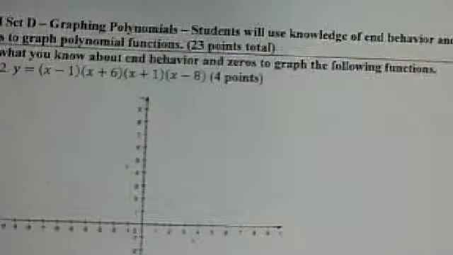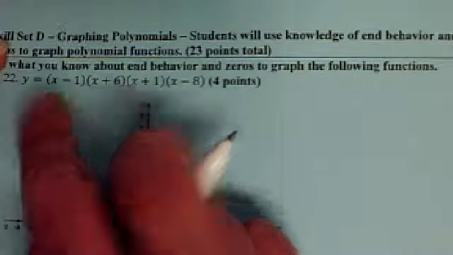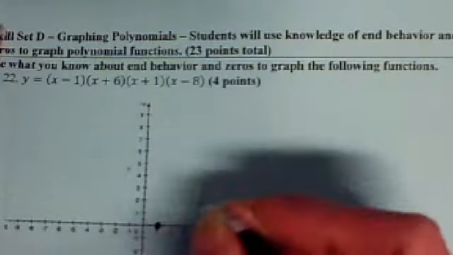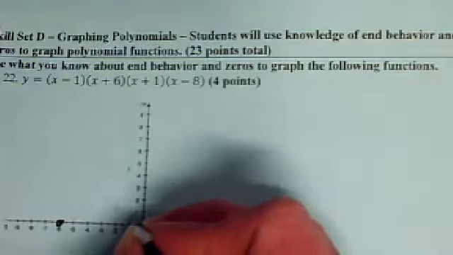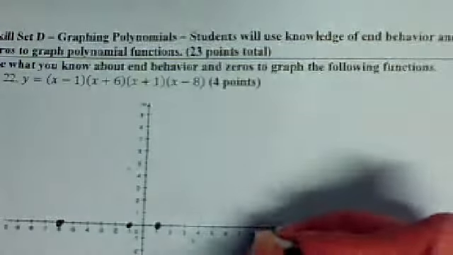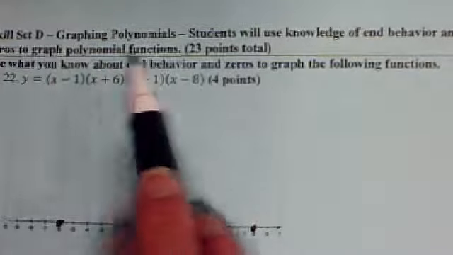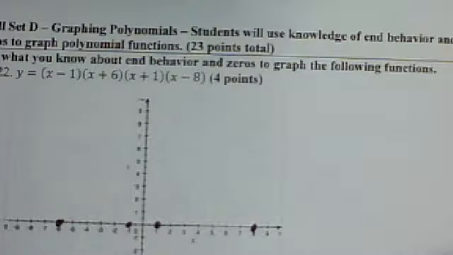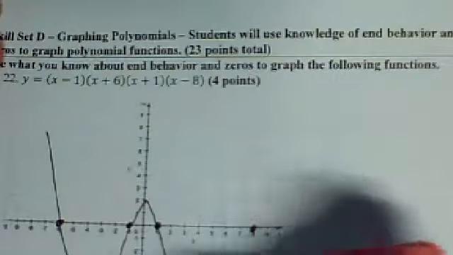Now, the next one, graphs. This has zeros at 1, negative 6, negative 1, and a positive 8. None of those are repeats because none of them are squared. If I multiplied this out, it'd be x times x times x times x. So it's an x to the 4th, which means it kind of looks like a parabola, which means the graph is going to do something like that.